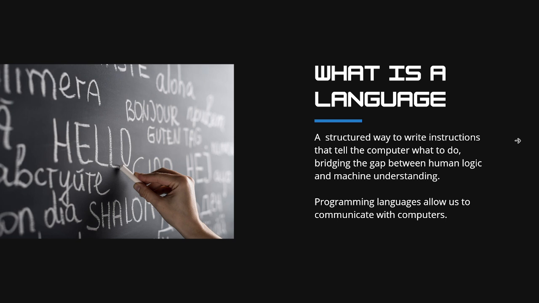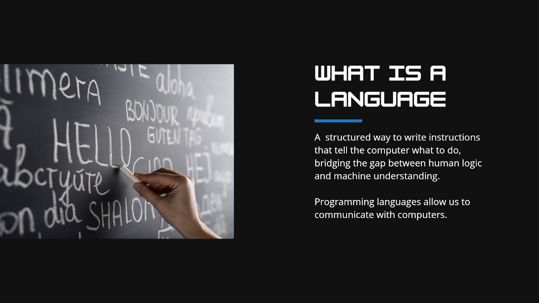Before we actually begin writing programs and seeing what the C language is, we will first understand what computer languages are. So basically, a language is a system of communication that enables us to convey thoughts, ideas, and emotions. That's right, we all know that. But what is a programming language? Just like we use spoken or written languages to express ourselves, programming languages allow us to communicate with computers. They provide a structured way to write instructions and tell the computer what to do, thus bridging the gap between human logic and machine understanding.